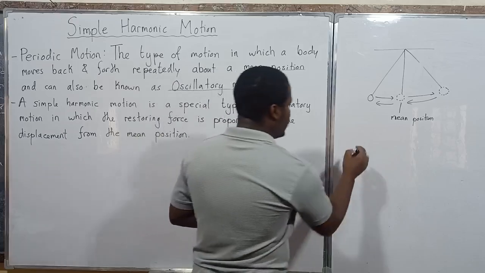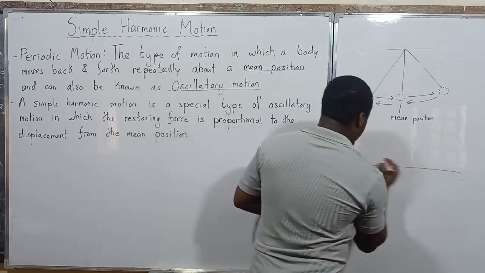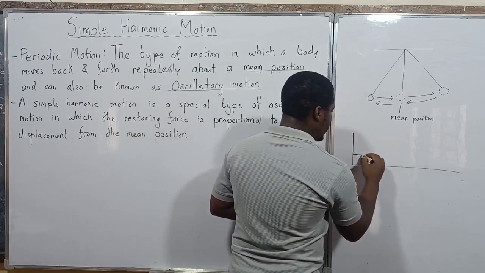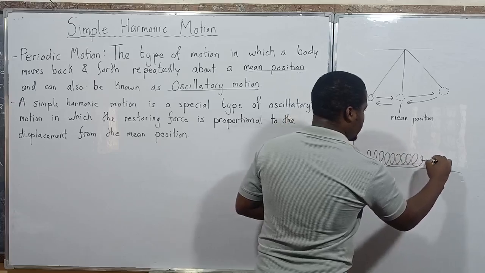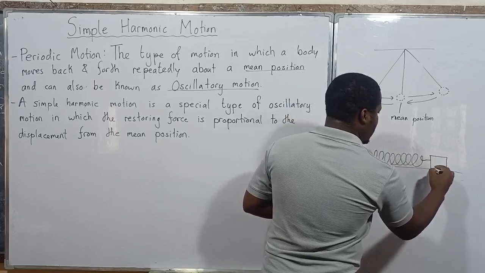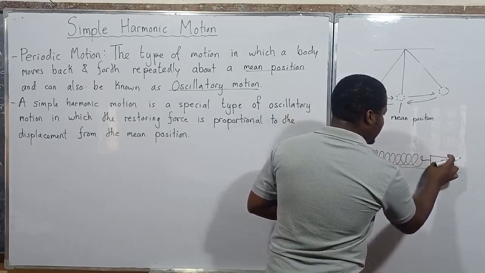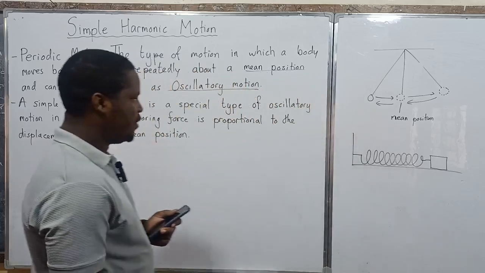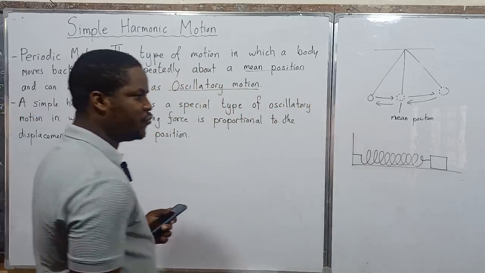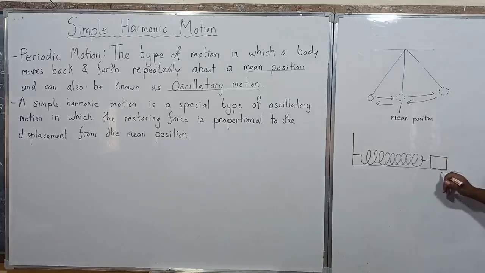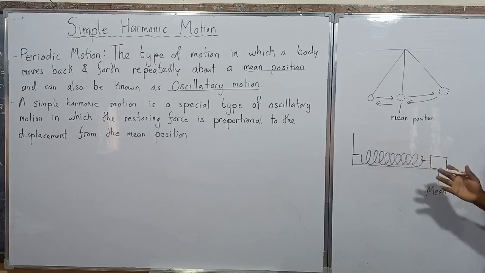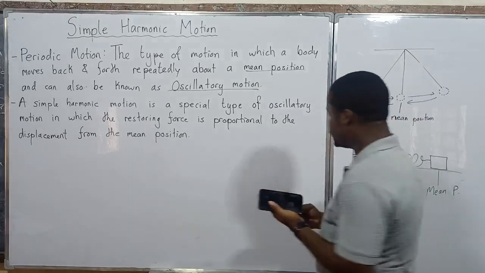So in simple harmonic motion, mainly we're going to focus on a spring. So we have a spring which is acting in the horizontal. This is our spring. Now to this spring, we attach an object. Let's say this object has a certain mass, of course. Once the spring is resting at this position, this is what is known as the mean position. As it is resting, this is the mean position. This spring can either be compressed or stretched.